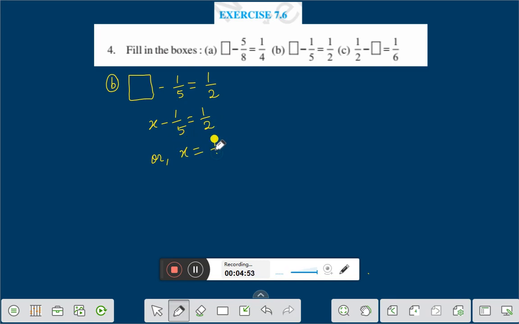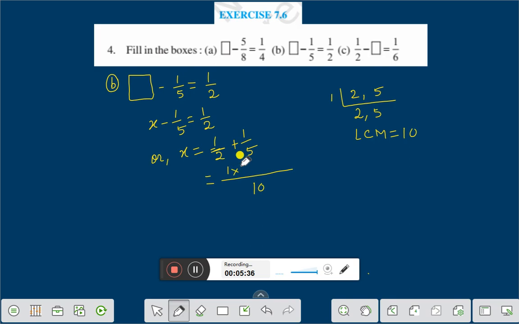1 by 2, and here it is minus 1 by 5. Therefore on the right side it will be plus 1 by 5. Now find the LCM of 2 and 5. LCM of 2 and 5 is, it is 2, it is 5, it is dividing only by 1, 1 is 2, 5 is 5. Therefore LCM is equal to 5 to the 10, right? Therefore you will find here that the LCM is 10. You divide 10 by 2, that is 5.